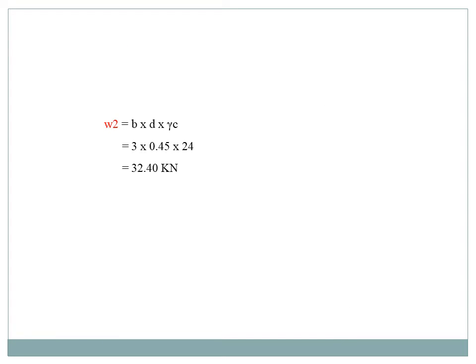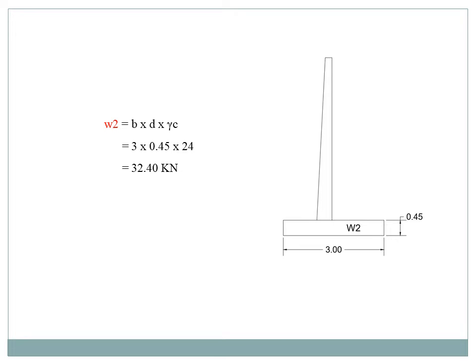So next we can find out the W2. So W2 is the base slab portion. This also is a rectangular portion. So W2 is equal to, we know the area formula, B into D into gamma C. So B is equal to 3 meter and D is equal to 0.45 meter. So we got 32.40 kilonewton.